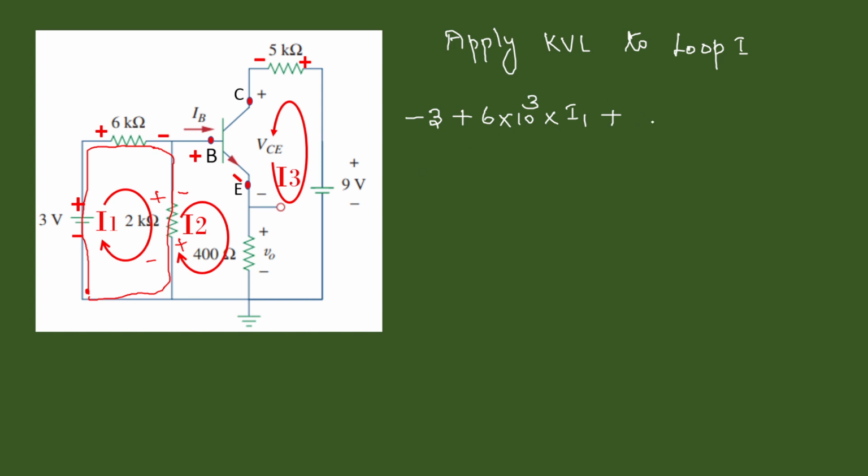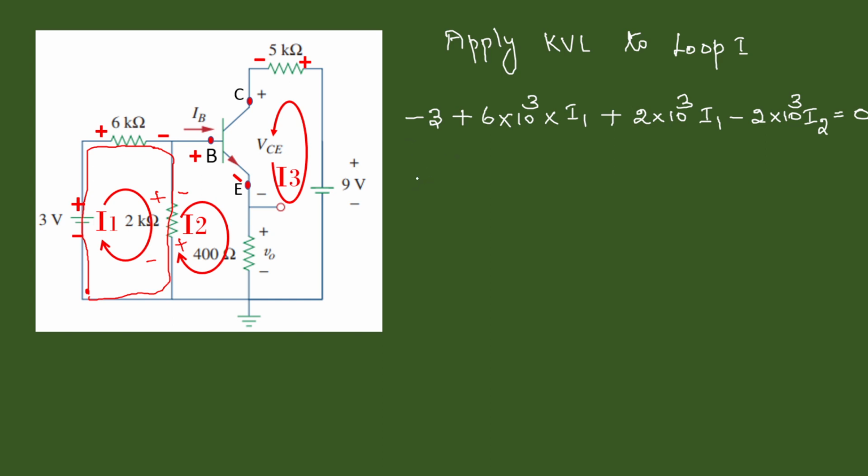So in that case it is 2 into 10 power 3 because it is kilo ohm, right? That I1 is flowing, and then when this current enters, it is minus for this I2 current, isn't it? Minus 2 into 10 power 3 I2, that is equal to 0. This is our first loop equation.